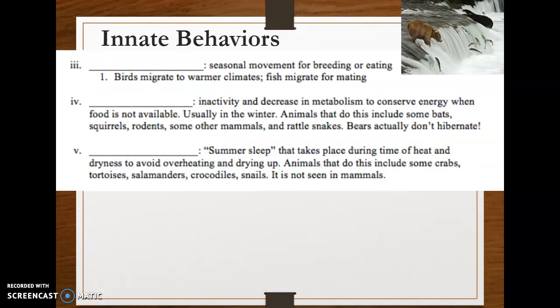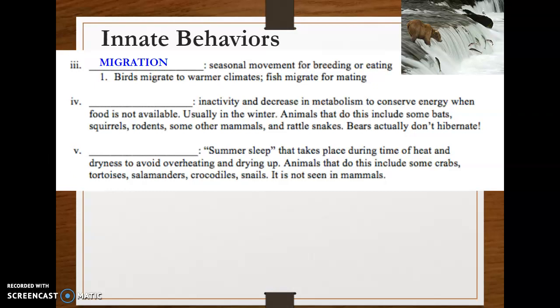Now, the next type of innate behavior is something that birds and fish both do. It's called migration. This is just when organisms move to breed for the different seasons or depending on whether or not there's going to be food available. And then the last two right here, the 4 and 5, deal with behaviors that can help to save or conserve energy.